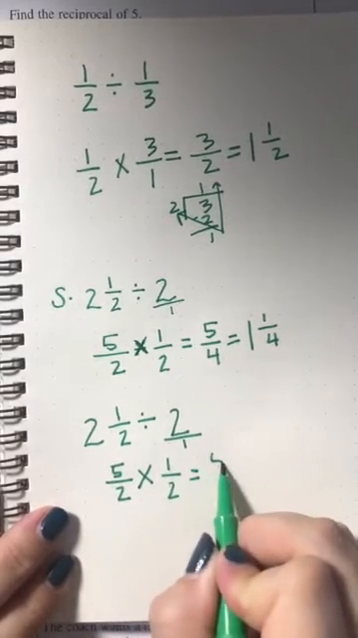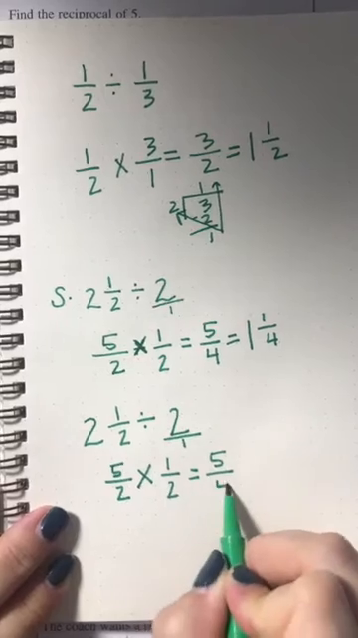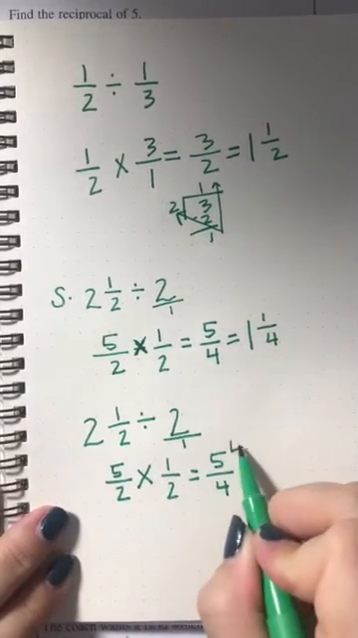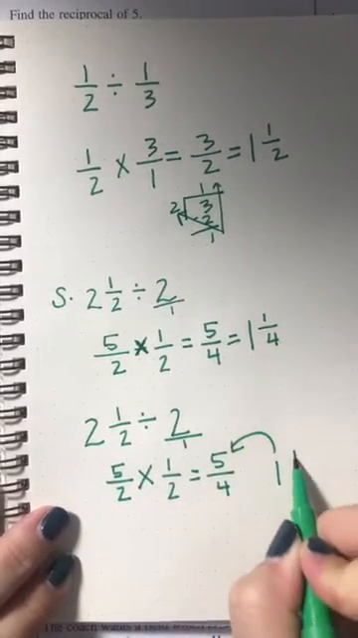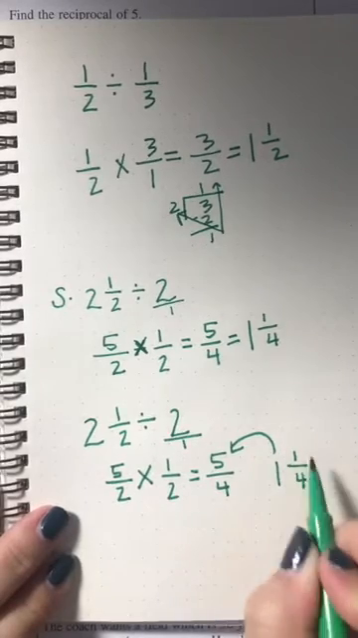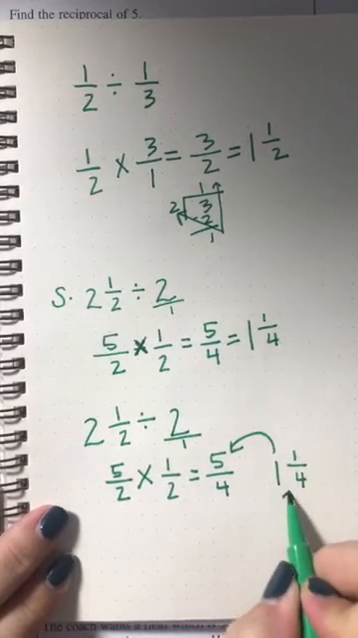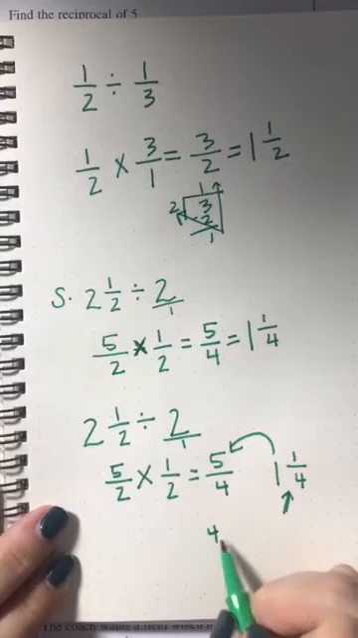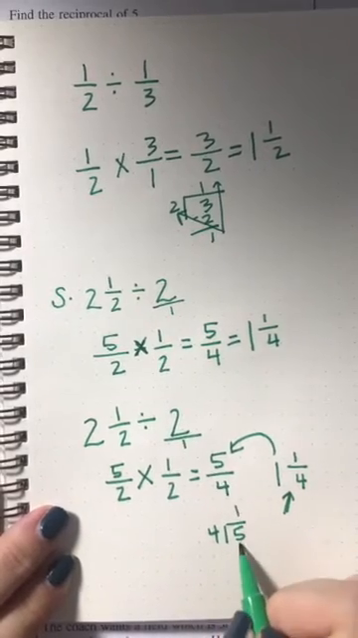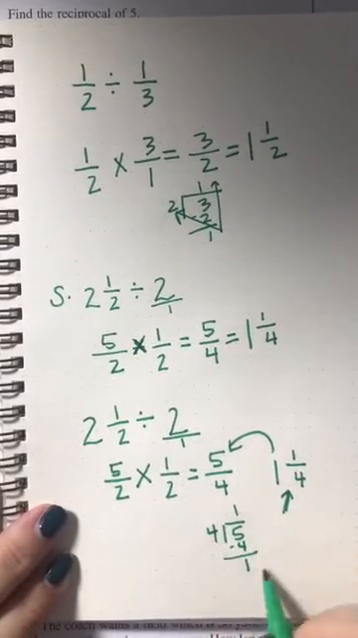We multiply our fraction now, change our improper fraction to a mixed numeral, in this case 1 1/4. And how do we get that? Just in case, 4 goes into 5 once, and we end up with 1 1/4.